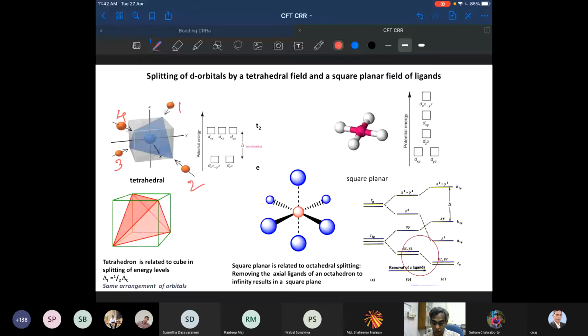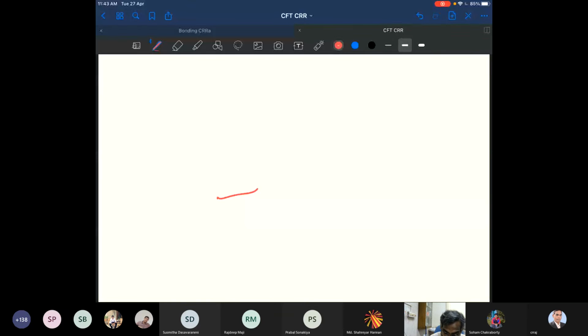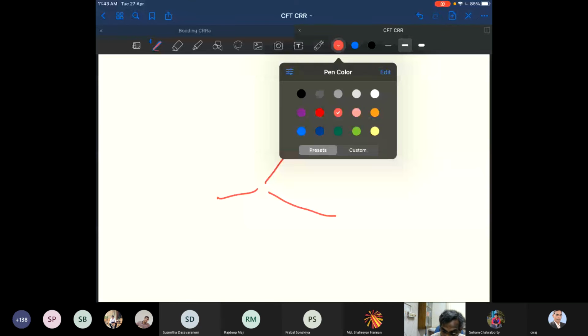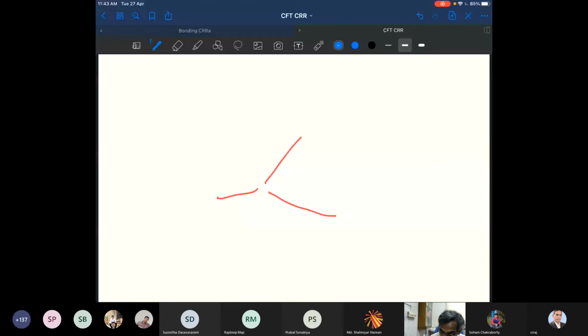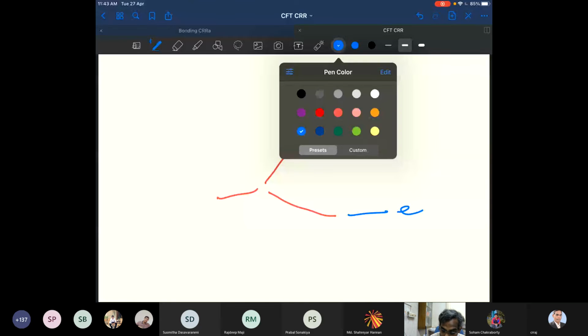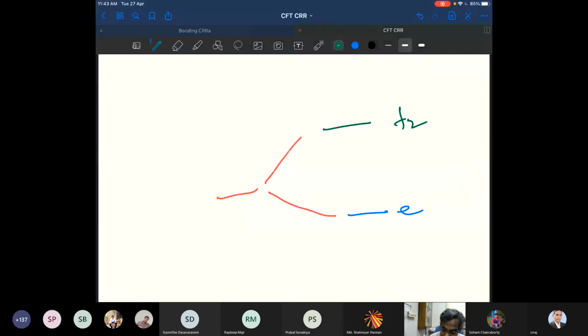Now what happened? A crystal field splitting takes place, but let me explain. Here what I have is my E. I don't call it Eg; here I call this T2. This distance, I call del tetrahedral.